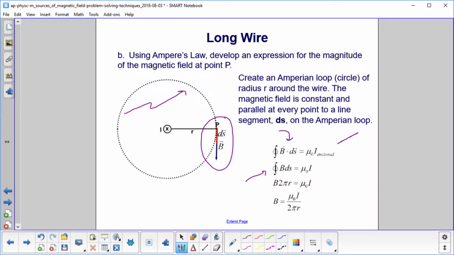So we start with Ampere. Our enclosed current is just I. We just have the one wire. We replace B dot ds with B ds. B is a constant. It comes out of the line integral. And then when you integrate all these little pieces of ds and add them all together, what do you get? You just get the circumference of a circle, which is 2 pi r. Do a little algebra, and here's our answer for the magnetic field at point P.